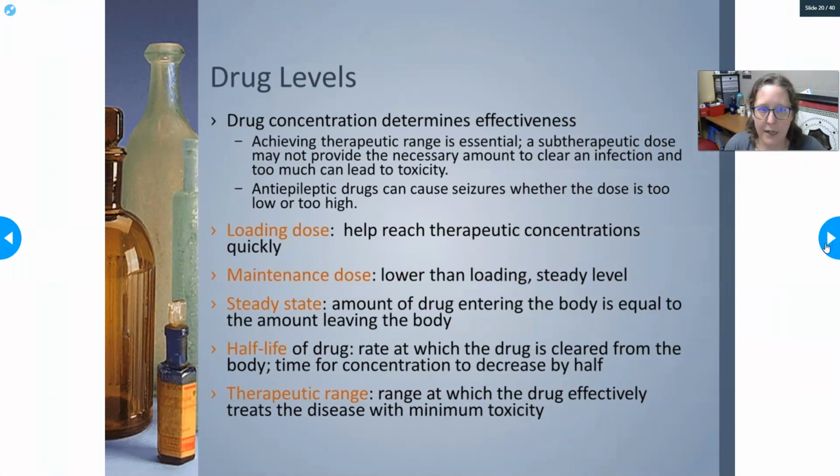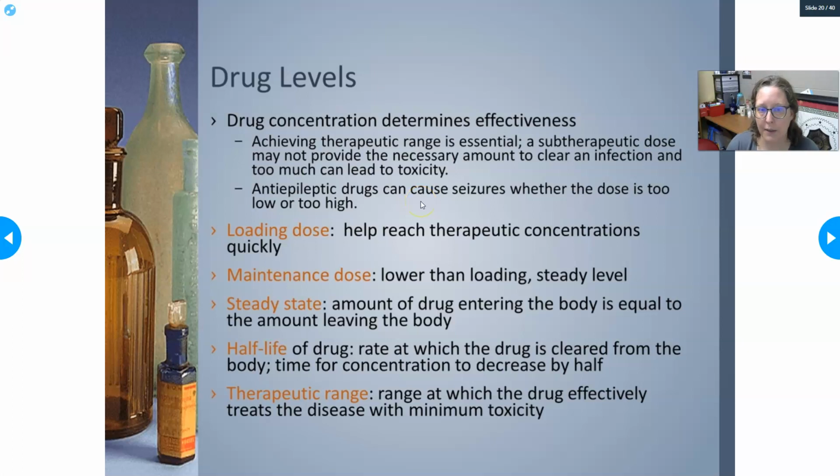All right, and so the drug levels, talking about drug levels, because that's what we measure in therapeutic drug monitoring. The drug concentration will determine its effectiveness, and so the goal is to achieve therapeutic range, so having enough to where it's therapeutic but not so much that it's toxic. A subtherapeutic dose would not give the right therapeutic effect. It might not clear an infection or control a seizure, but then too much could lead to toxicity. So too much might clear that infection if you're talking about an antibiotic, but then might cause renal issues, and that would not be good.